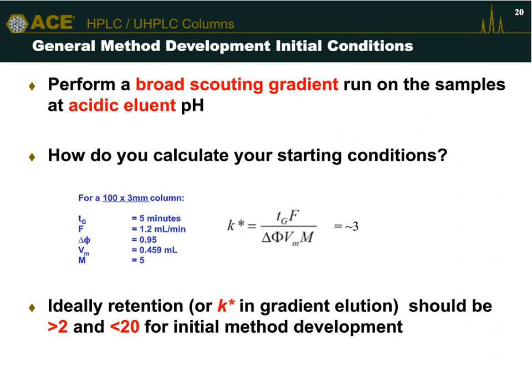And we know from the work of Dolan and Snyder and so on that they generally recommend a k-star retention factor in gradient chromatography of greater than 2, but less than 20 for your initial method development. And you can see, based on the example I'm going to show you, we're using 100 by 3 millimeter columns, 1.2 mL per minute flow rate, and if you work out the various different parameters and so on, you can see that gives us a k* of around about 3 for our analytes.